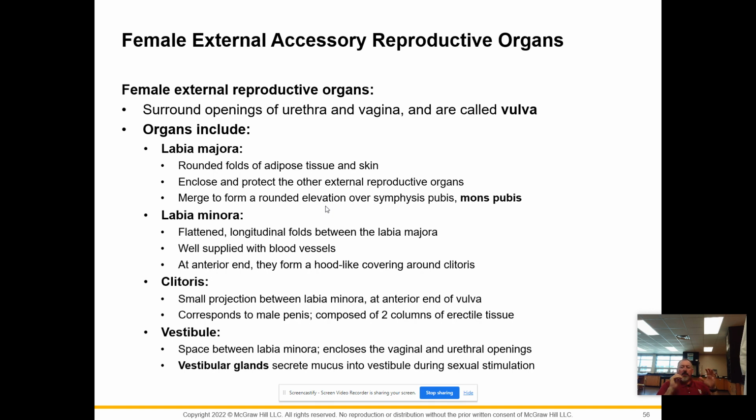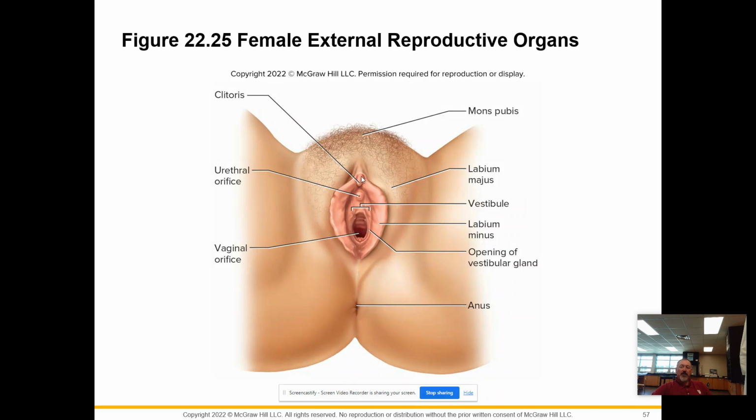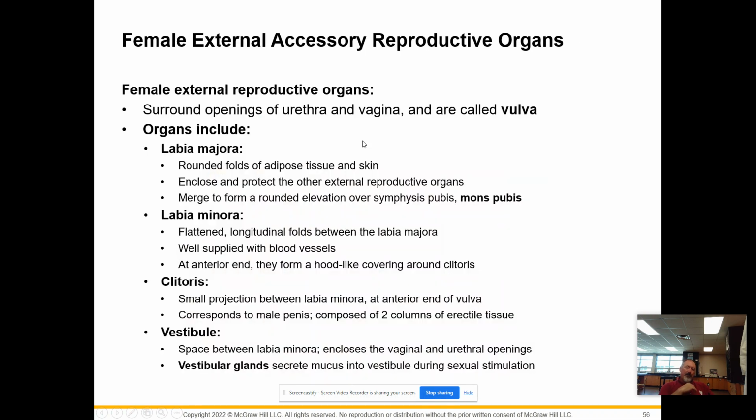So it's going to merge to form a rounded elevation over the symphysis pubis. That's going to be the mons pubis. So the bone of your hip bone, that pubic symphysis, is right in that region. So this mounded area that has that bump, that's going to be the mons pubis.